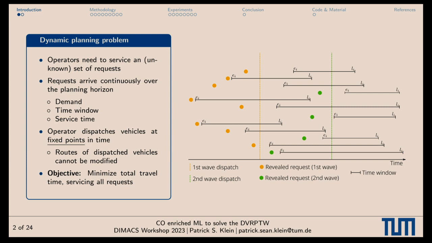Instead, they dispatch vehicles at certain fixed points in time, the routes of which cannot be modified after the vehicles have been dispatched. So in contrast to many other dynamic problems, it's not possible to incorporate additional requests into routes of vehicles that have already been dispatched. The objective of this planning problem is then to minimize the total travel time. We also do not consider service times and so on in the objective, and to service all of the requests.